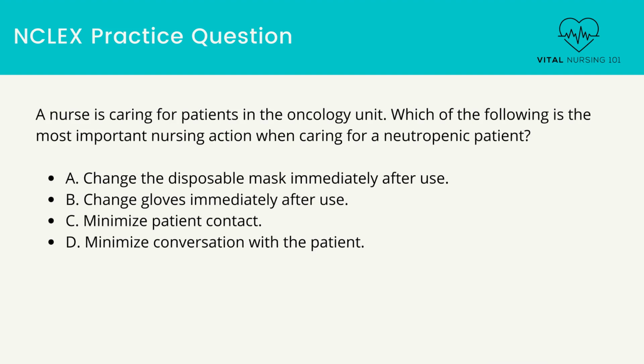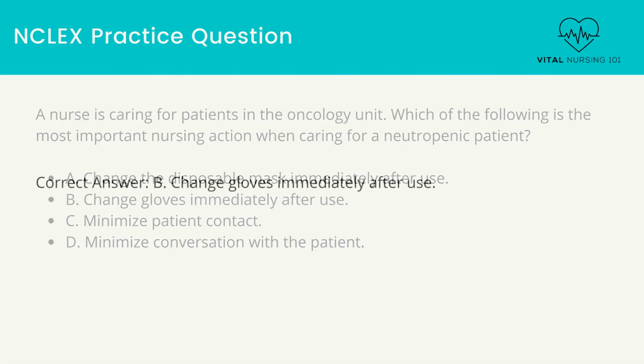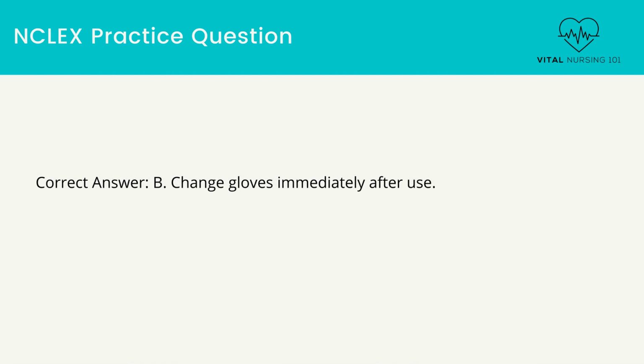A nurse is caring for patients in the oncology unit. Which of the following is the most important nursing action when caring for a neutropenic patient? A. Change the disposable mask immediately after use. B. Change gloves immediately after use. C. Minimize patient contact. D. Minimize conversation with the patient. The correct answer is change gloves immediately after use.